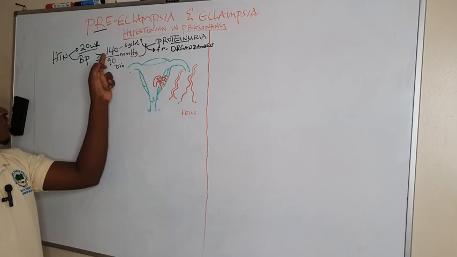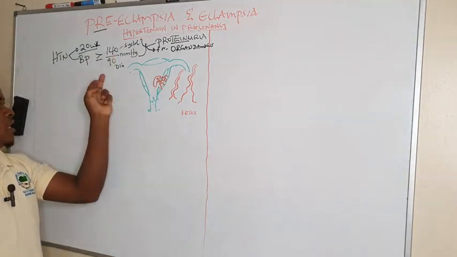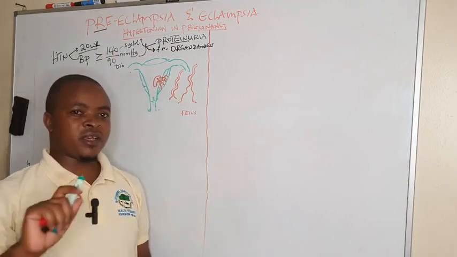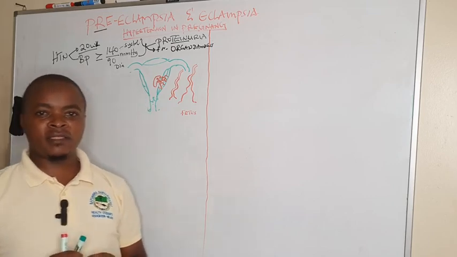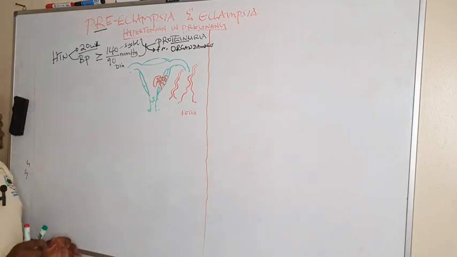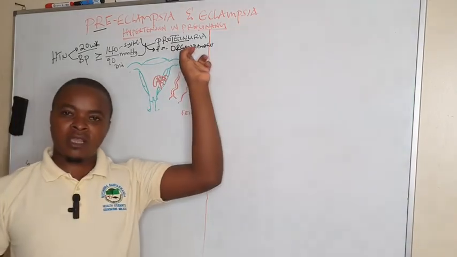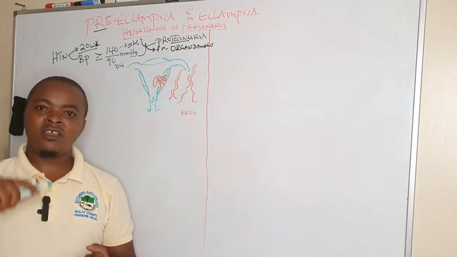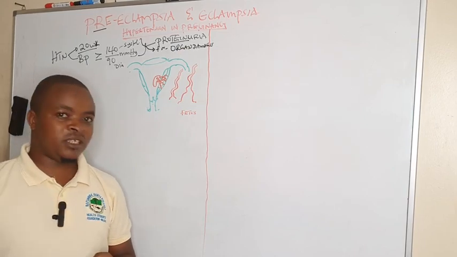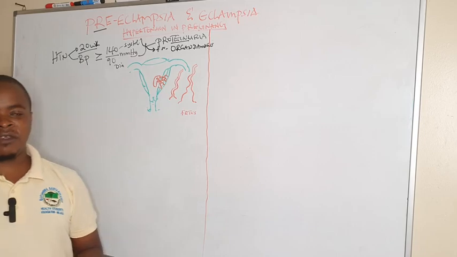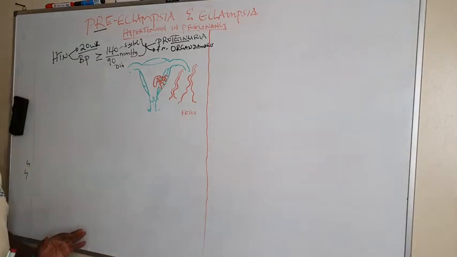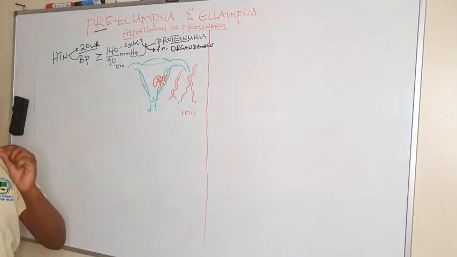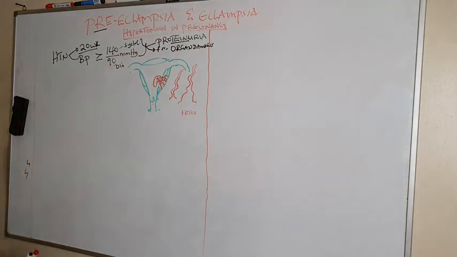If you find it is between 140 to 160 over 90 to 110, that is moderate. Then greater than 160 over 110, that one becomes severe. It is the one which is always characterized by organ damage. You find your liver is damaged, you find there is kidney damage, brain damage, and heart failure. So there are many complications as we are going to discuss with you. And as I told you, this is one of the leading causes of death in pregnancy.